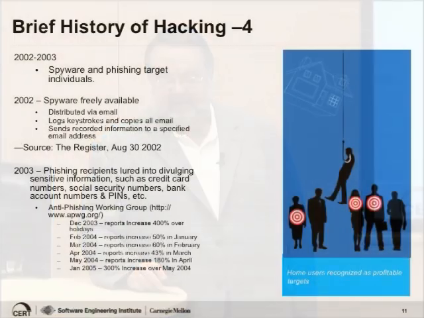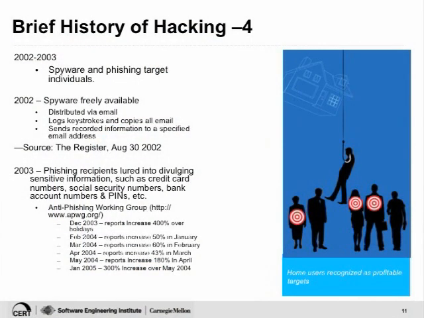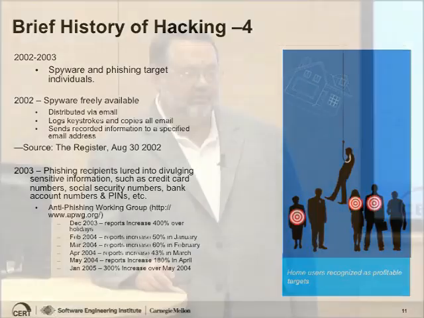So spyware became widely and freely available. It was distributed via email, very often bogus email messages that would cause people to click on a link that would allow the malware to be installed on their machines. That malware would install keystroke loggers that captured all the information that the users were typing, and by doing so, they were able to capture the account name and passwords for very valuable information.